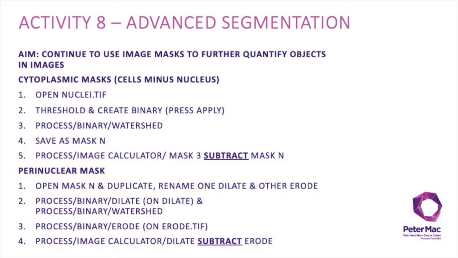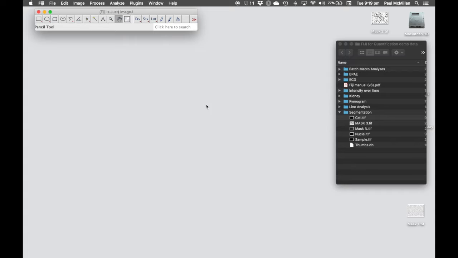Activity 8, Advanced Segmentation. In this, we use image calculator and binary options a little bit further to create new masks for analysis. Next, we want to take it one step further. So we're going to look at creating cytoplasmic masks and also paranuclear masks.